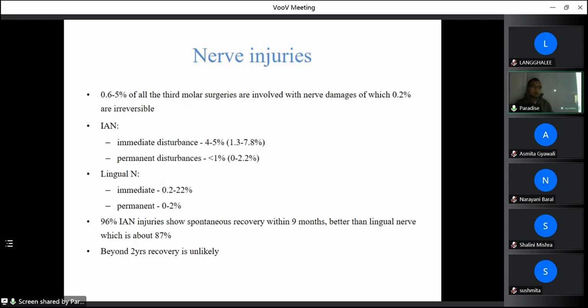The chances of inferior alveolar nerve damage recovery are comparatively high as compared to the lingual nerve, because the inferior alveolar nerve is present within the bony canal. So the chances of reunion are very high. But in case of the lingual nerve, it is present within the soft tissue. The chances of reunion of the lingual nerve are low.